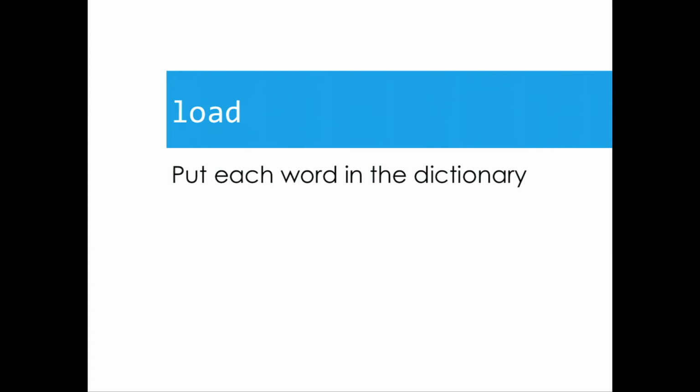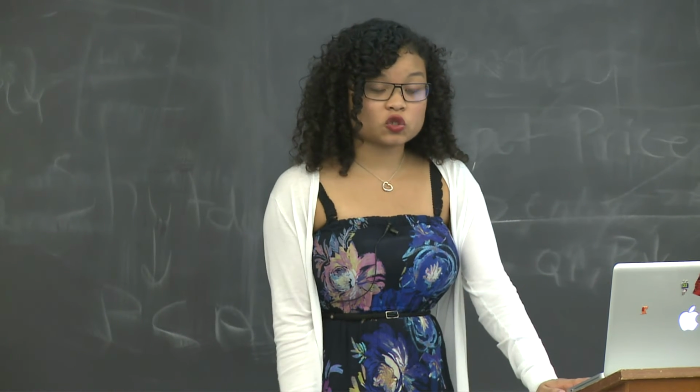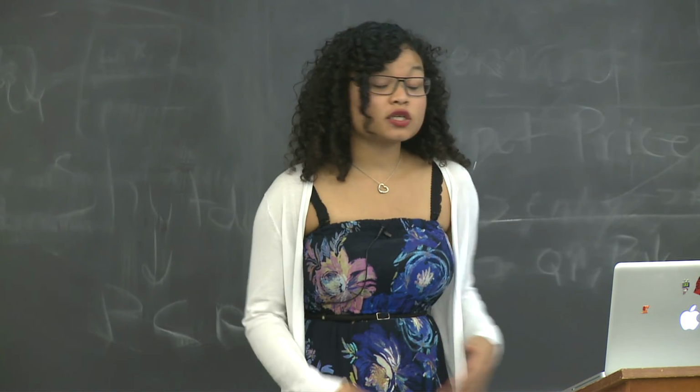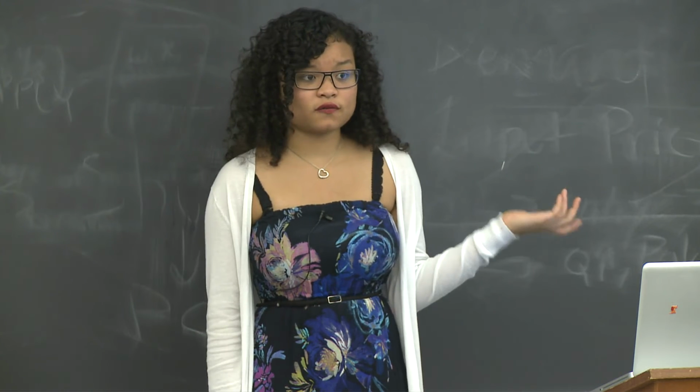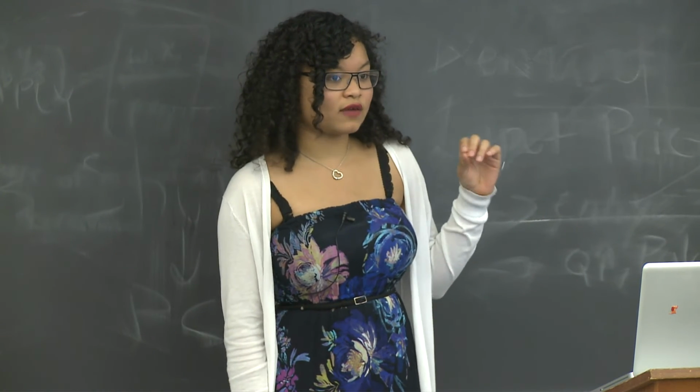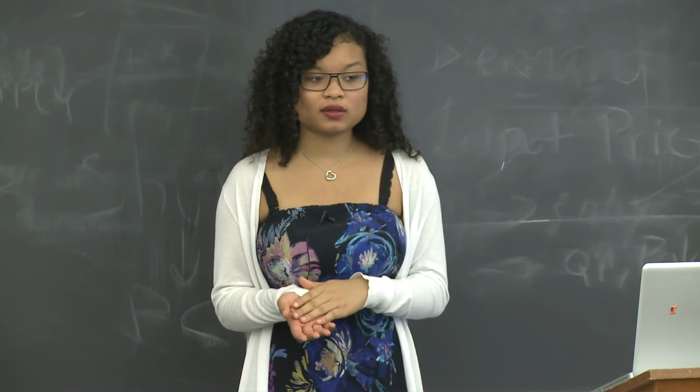Okay, so we already went over the way you could think about loading each word into the dictionary. Essentially, for every word, you're going to want to iterate through your trie, and knowing that every element in the children, as we called it in this case, corresponds to a different letter, you're going to want to check those values at the particular index that corresponds to the letter. Thinking all the way back to Caesar and Vigenère, every letter you can map back to an alphabetical index.